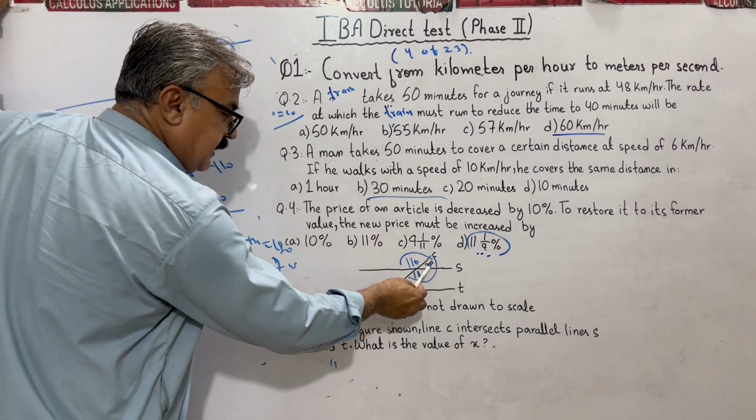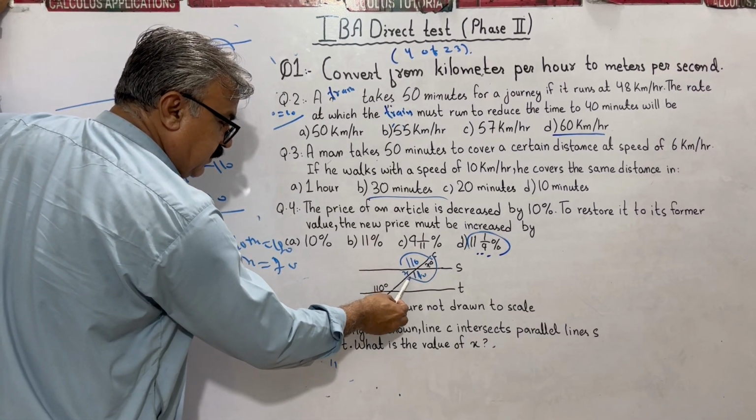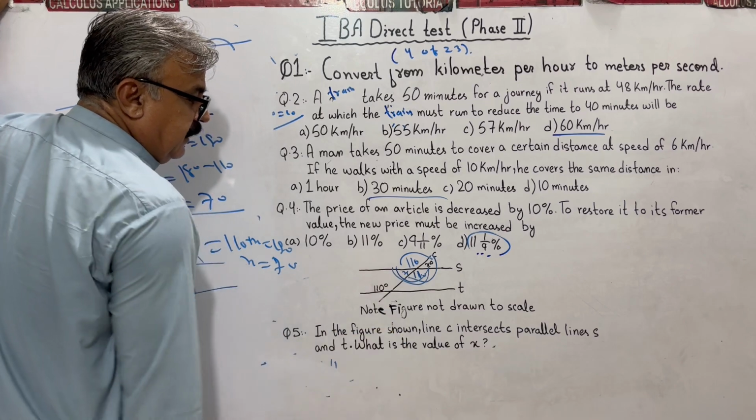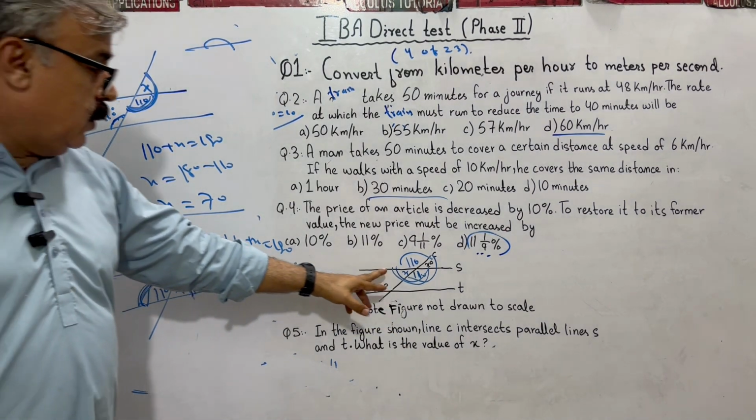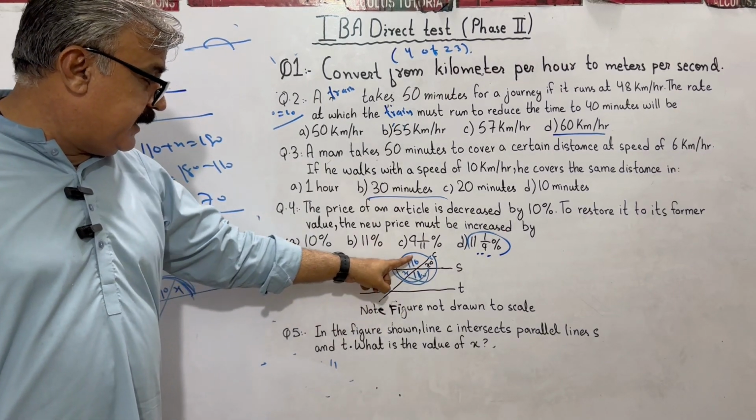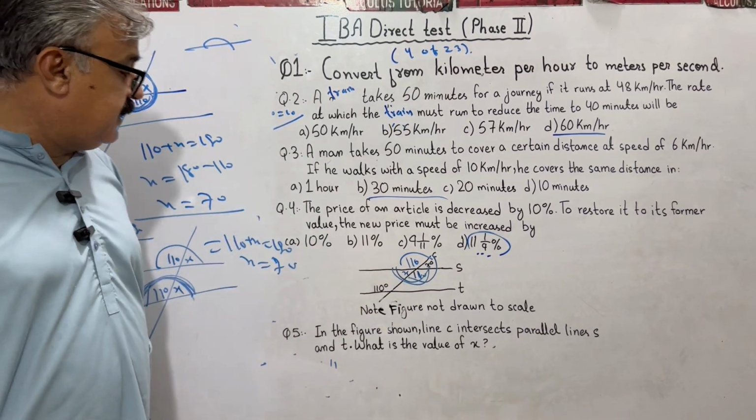Or this is x. By virtue of vertical angle, it is also equal to x. This is also equal to 180. Whatever suits you, just do that. You should have familiarity. What do you mean by vertical angles? What do you mean by corresponding angles? What do you mean by alternate angles?